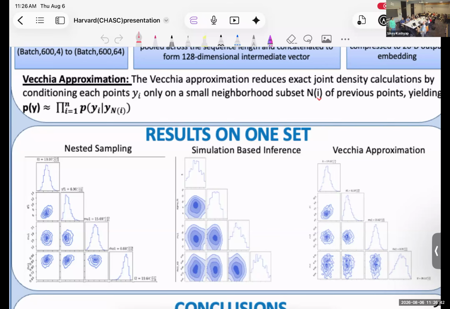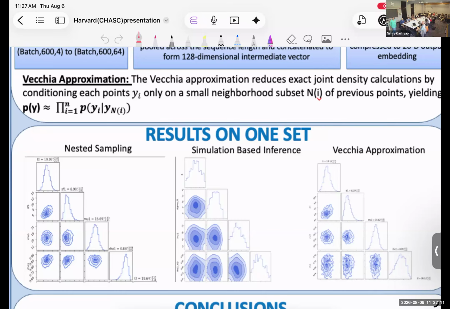What was the sampler for the Vecchia approximation? The Vecchia approximation approximates the joint density, but you would still need to explore the posterior. So is it nested sampling with the Vecchia approximation, or is it a different algorithm? It's nested. Okay, so same method, just one with the approximation, one with the exact likelihood. So it makes sense that those two would agree then.